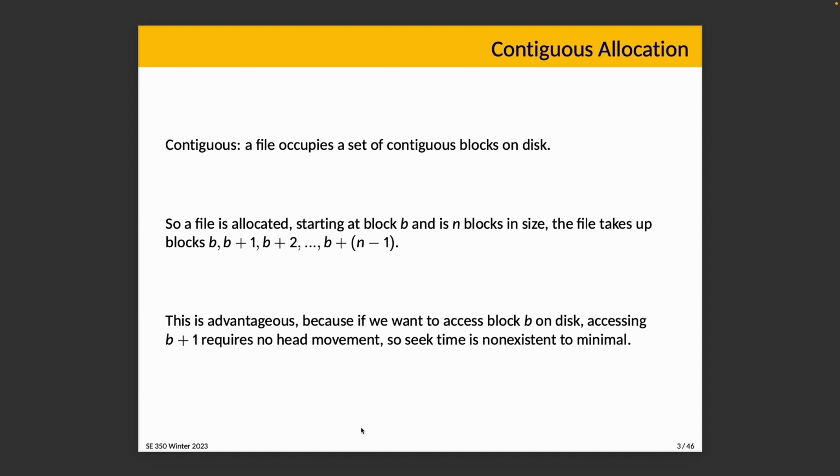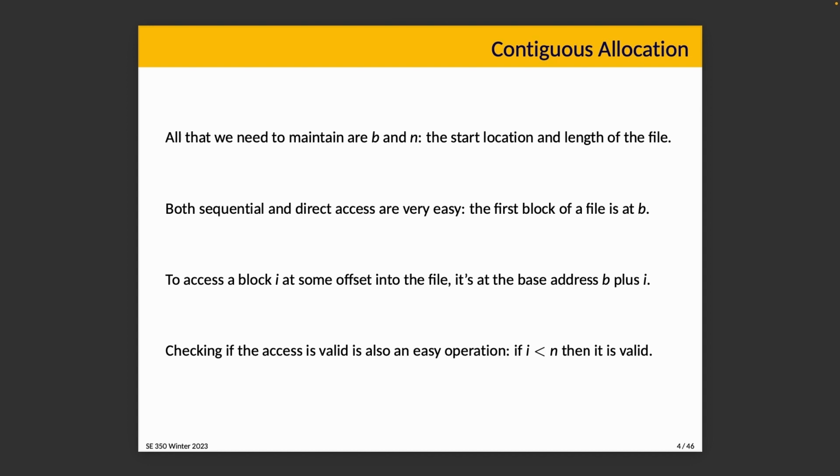Okay, so that's pretty easy, right? It's rather advantageous if we need to find a particular part of the file. It's fine if we're reading the file sequentially, also very easy. The first block is at B and we just keep going, to B plus 1, so it requires no head movement, so the seek time is non-existent in this regard. And keeping track of it is pretty easy as well. We just need to know the start location of the file and the length of the file, so that makes it very easy to identify where and how much of the disk is taken up by this file.